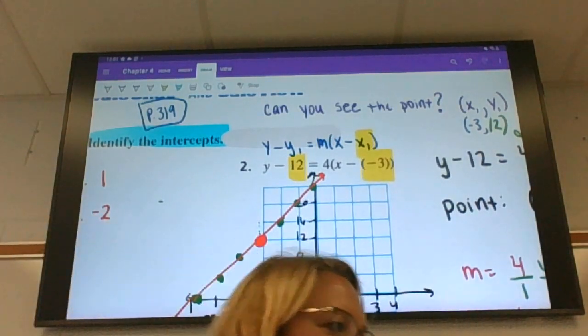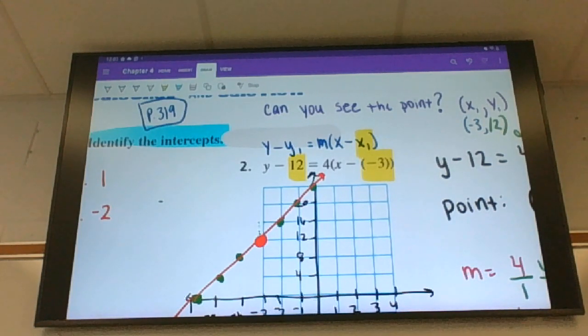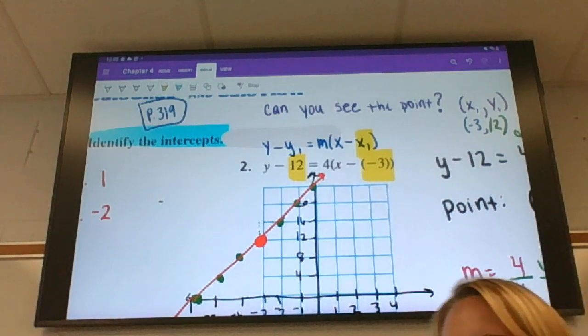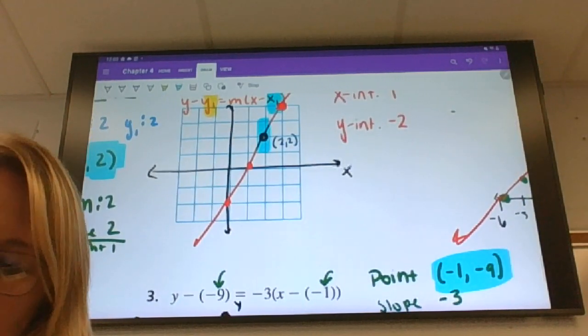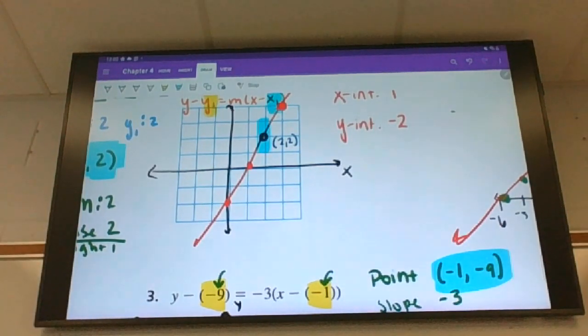Number 3. Does anybody have a question about number 3? Okay. So in this one, your point is negative 1, negative 9. Plot your point and move your slope. And then the slope is negative 3.